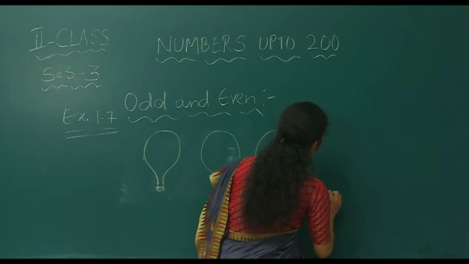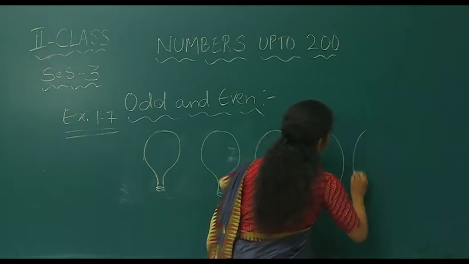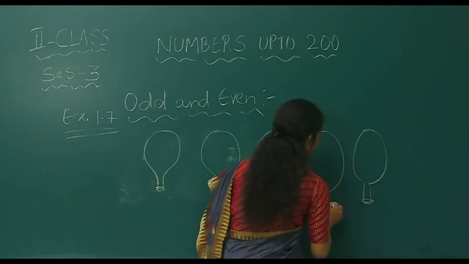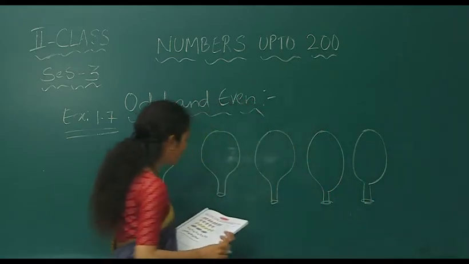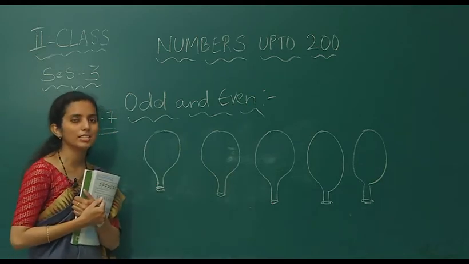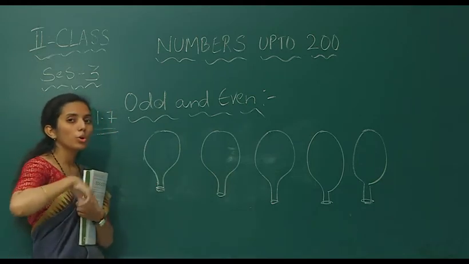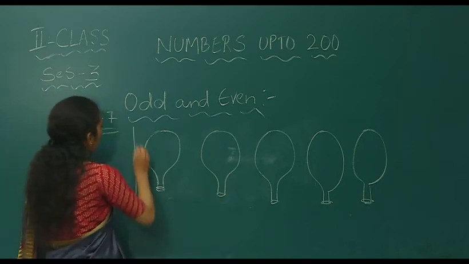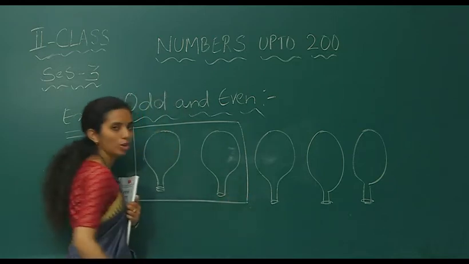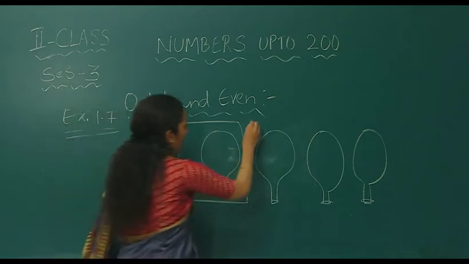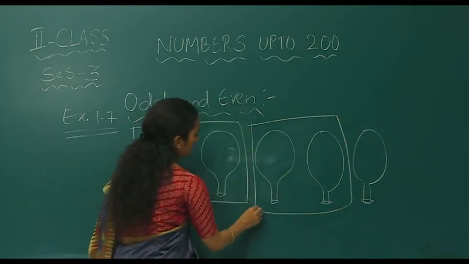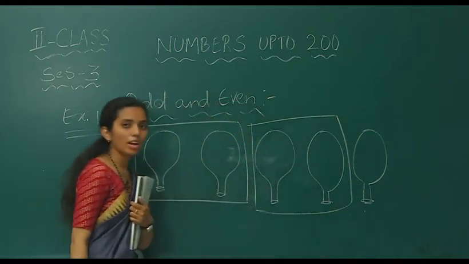I know I am not very good at drawing, but children, please imagine that these are balloons. How many balloons he has given? He has given us these many balloons. And what is he asking us? He is asking us to do it in pairs. So how do we do in pairs? 2 things, 1 pair, and 2 things, 1 pair. So one more balloon is left over.